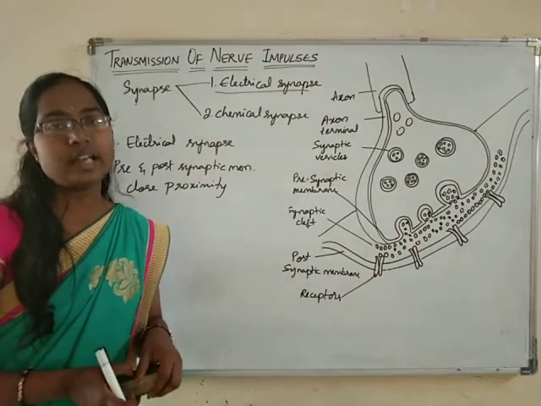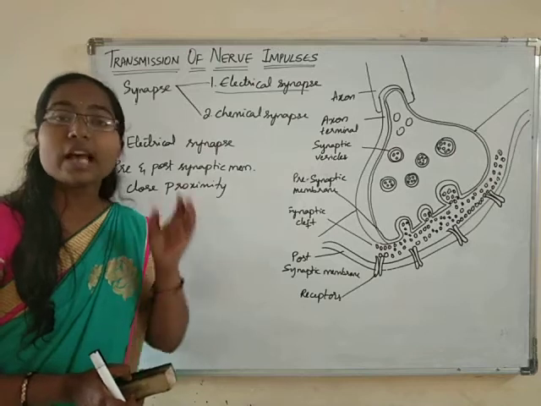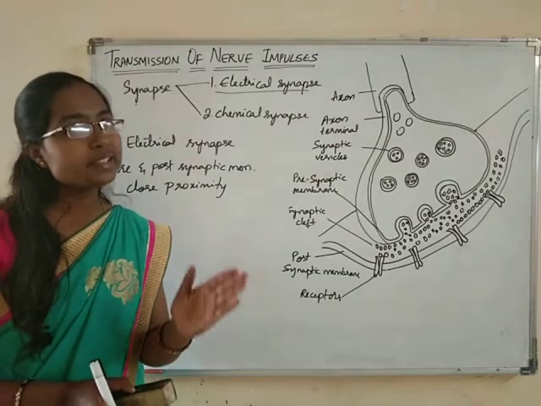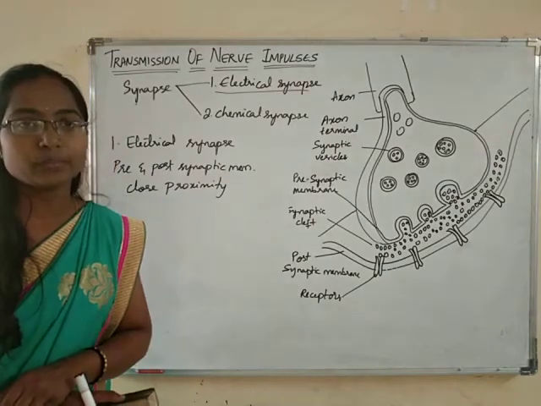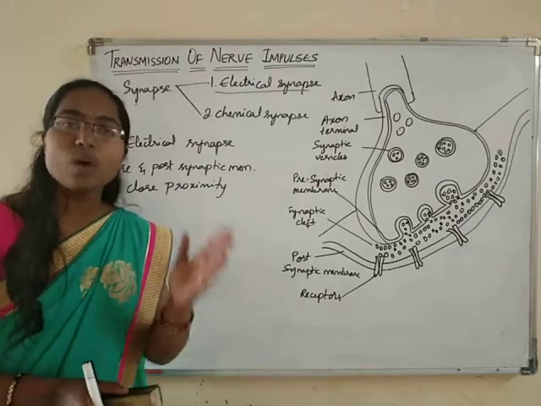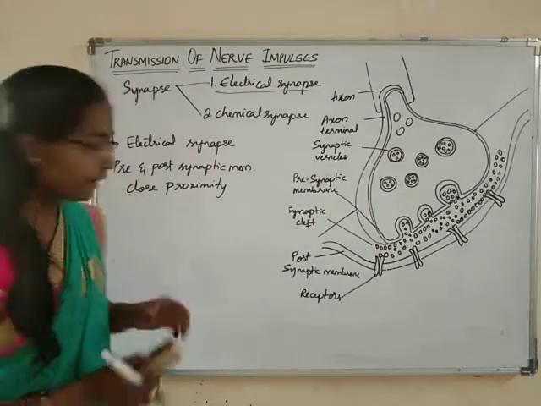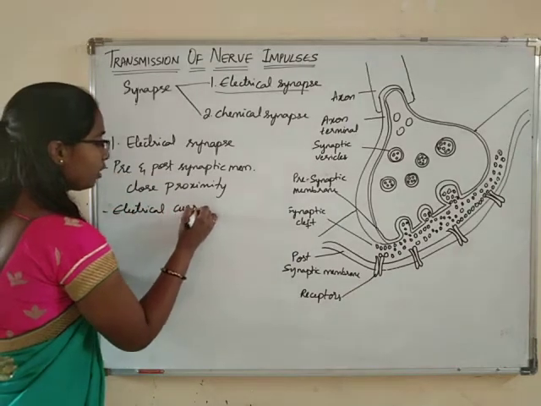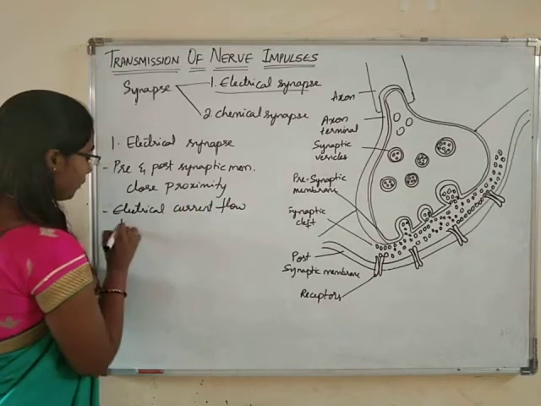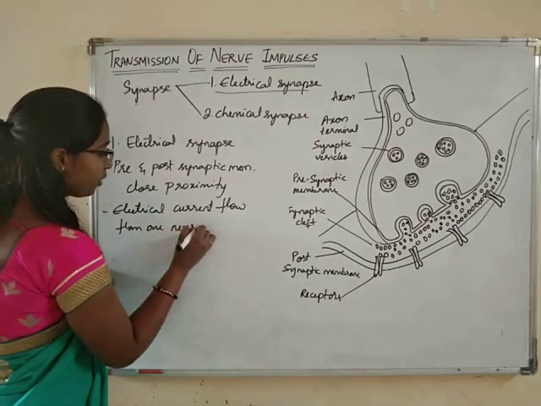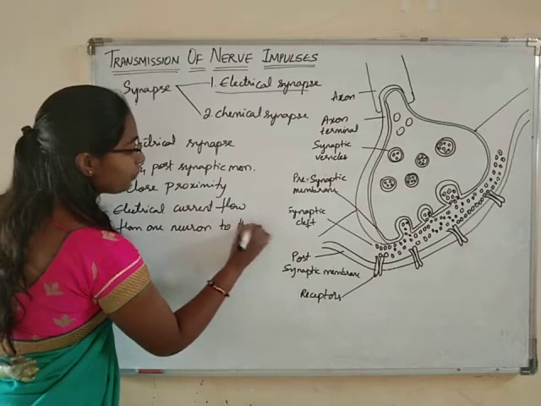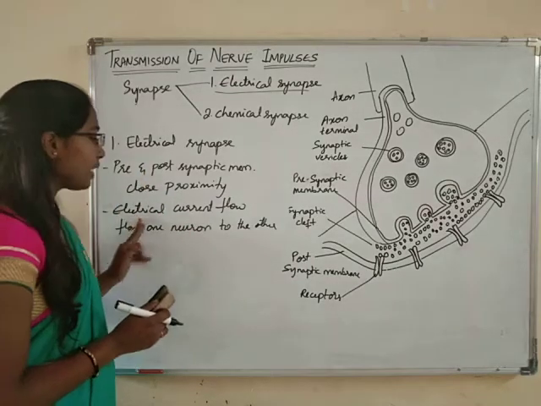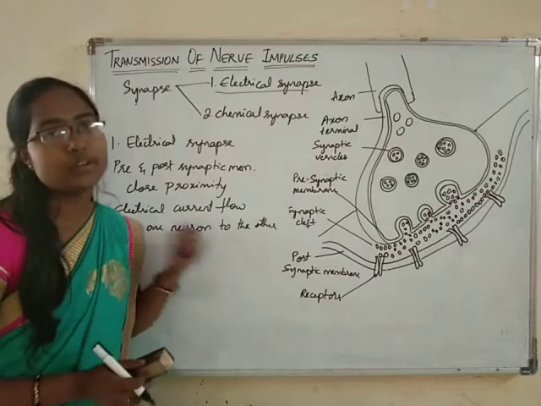And in the electrical synapses, the electrical current will directly flow from the presynaptic membrane to the postsynaptic membrane. The electrical current will flow from one neuron to the other neuron directly. So the next point is that the impulses are transmitted through the electrical current which is flowing from one neuron to the other neuron.